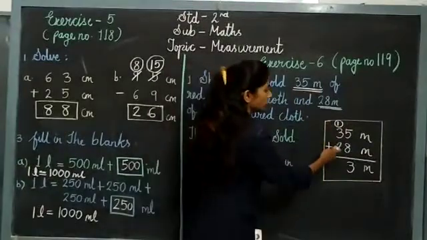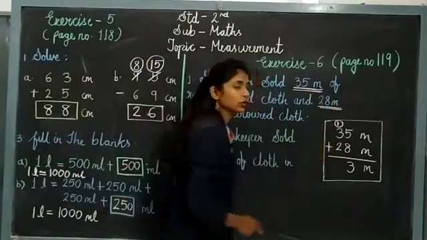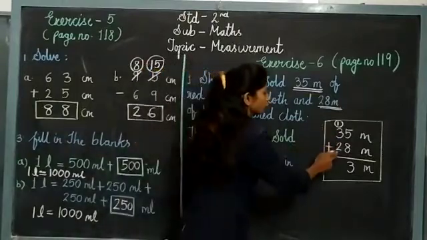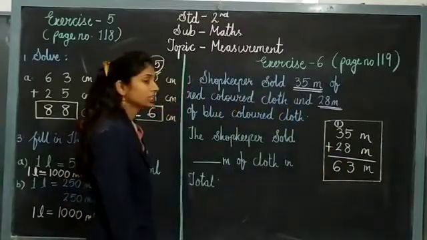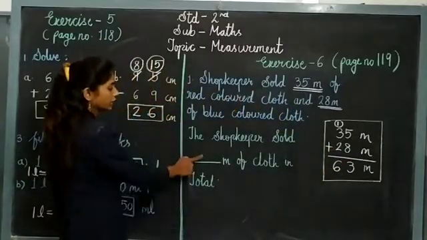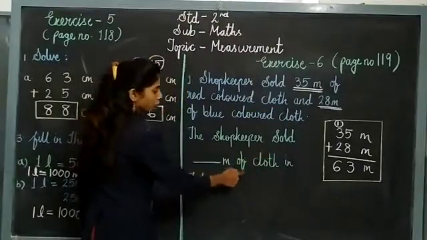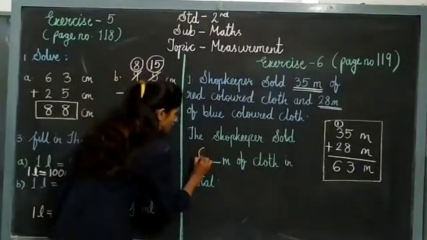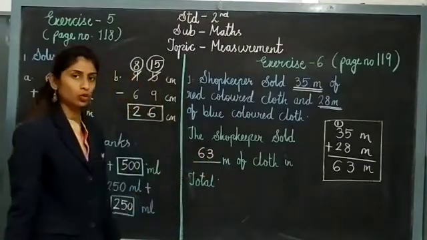Now all the 3 digits we have to count together. 1 plus 3 is equal to 4. 4 plus 2 is equal to 6. So our answer is 63 meter. Let us all write here the final answer. The shopkeeper sold dash meter of cloth in total. It means how much? 63 meter of cloth in total.